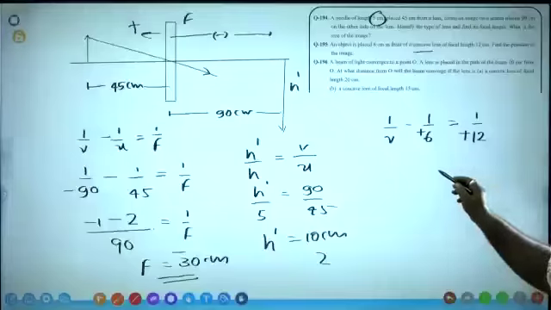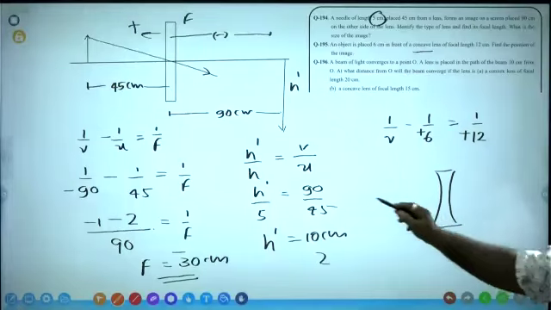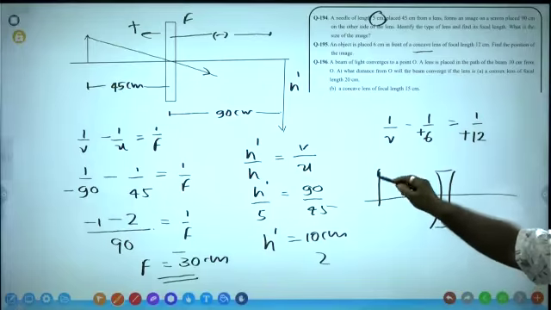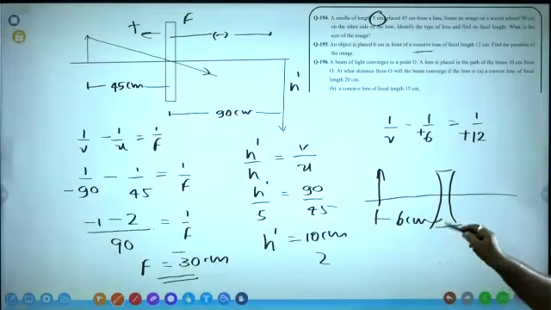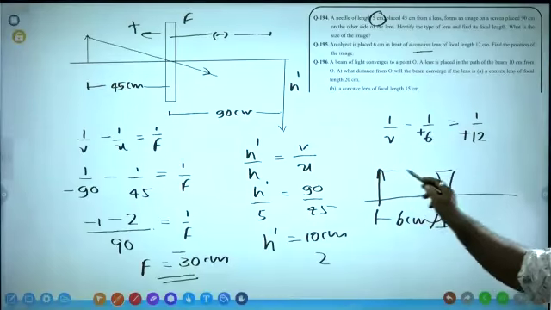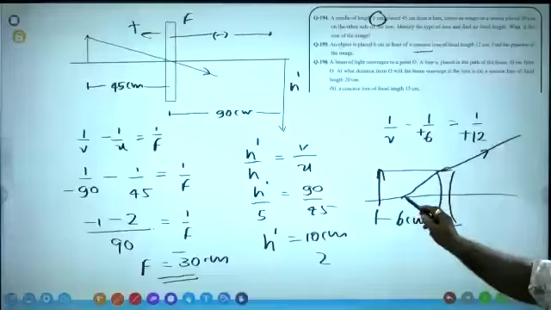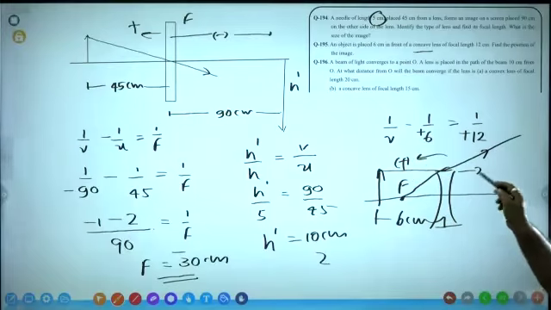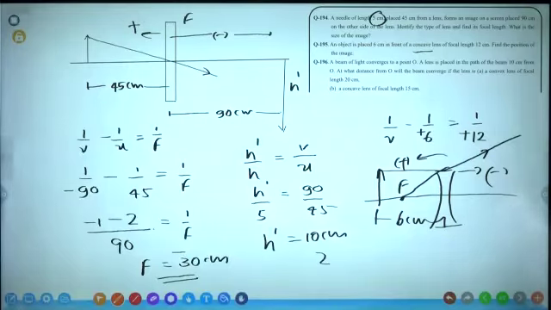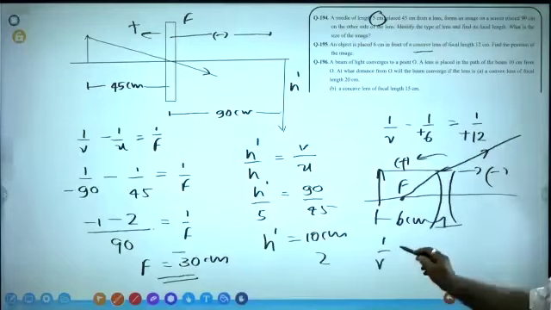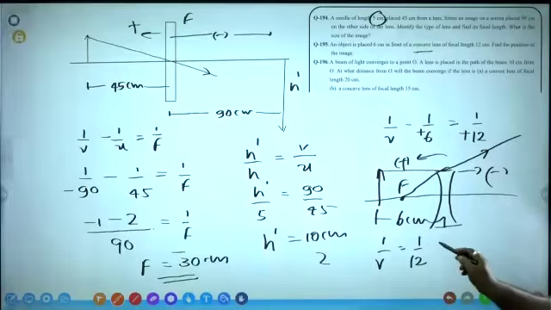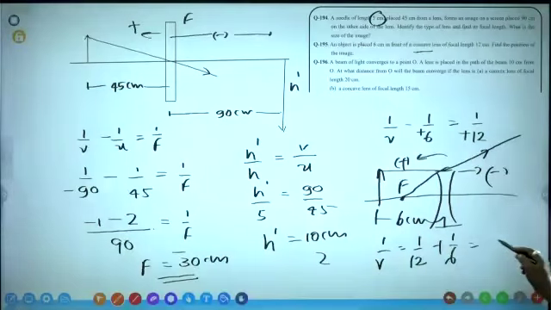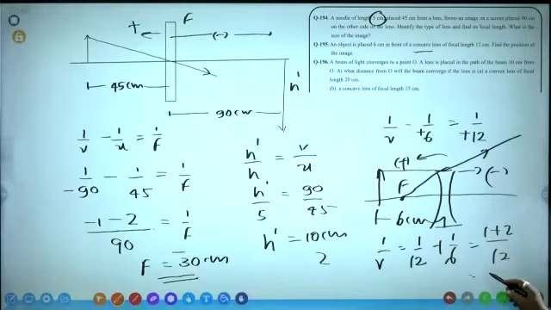I can verify, first of all, we have to copy this kind of diagram. This is the objective, 6 centimeter. Focus is here now, the light ray coming like this is diverging at this side. Focus backward positive sign, frontward negative sign. Then find V. 1 over V equal 1 over 12 plus 1 over 6, right? It's 12. 1 plus 2. It's 12 by 3, 4 centimeter.